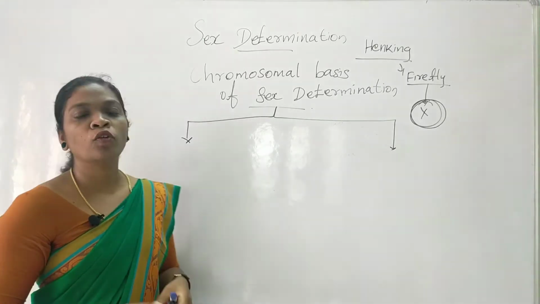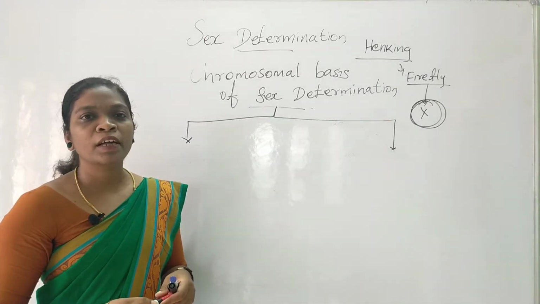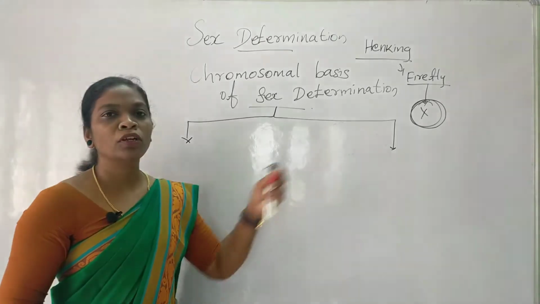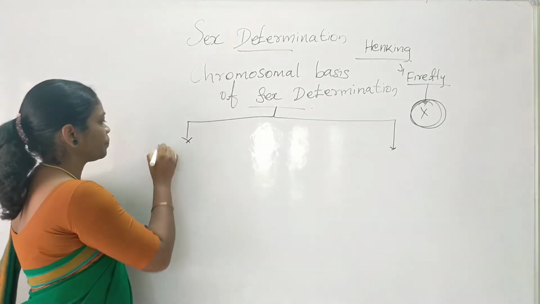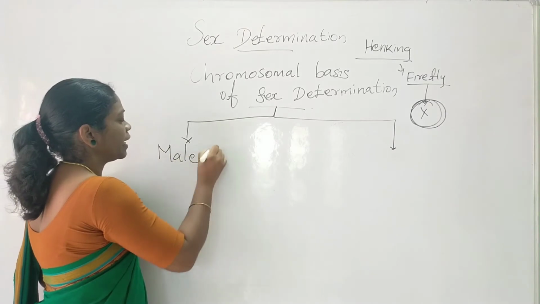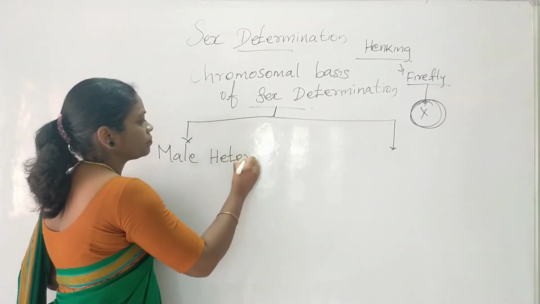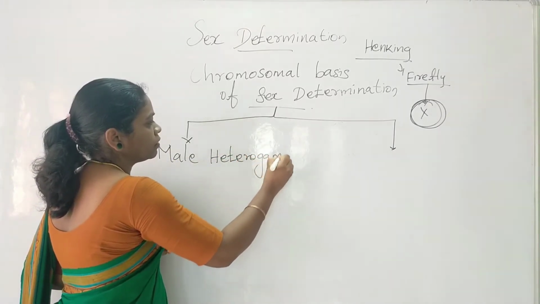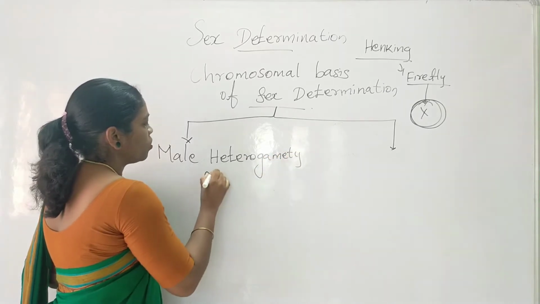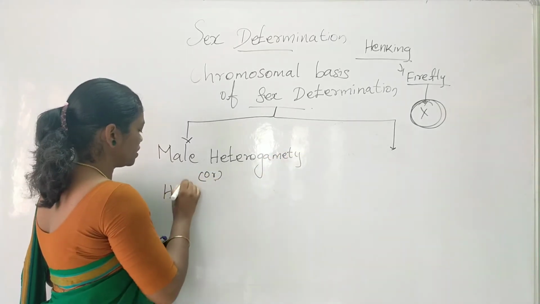Now we'll move on to the chromosomal basis of sex determination. We can divide them into two broad categories: male heterogamety, also known as heterogametic males.